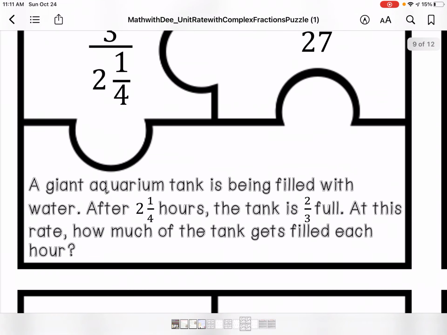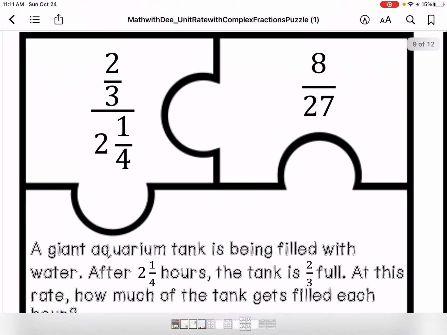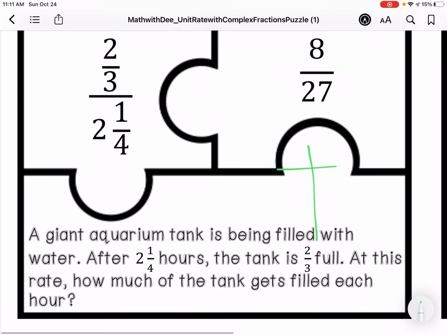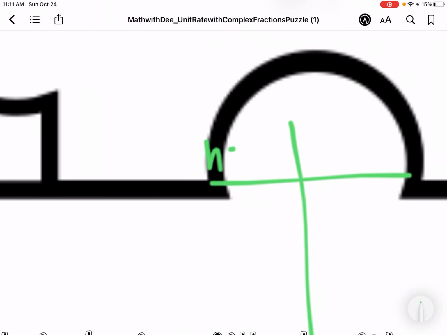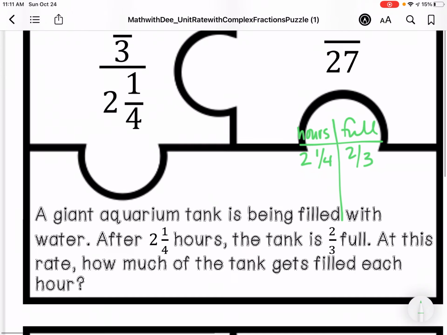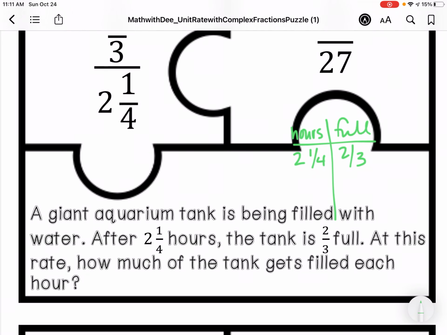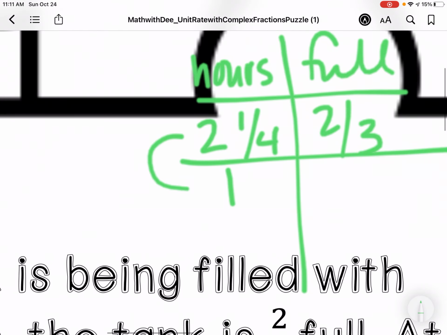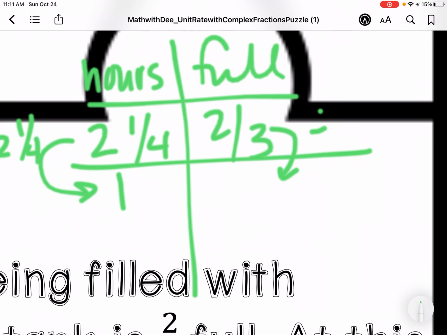All right, a giant aquarium is being filled with water. After 2 1/4 hours, it's 2/3 of the way full. They want to know how much the tank gets filled each hour. So they want to know for 1 hour. So I'm dividing by 2 1/4. So on this side, I'm going to divide by 2 1/4.